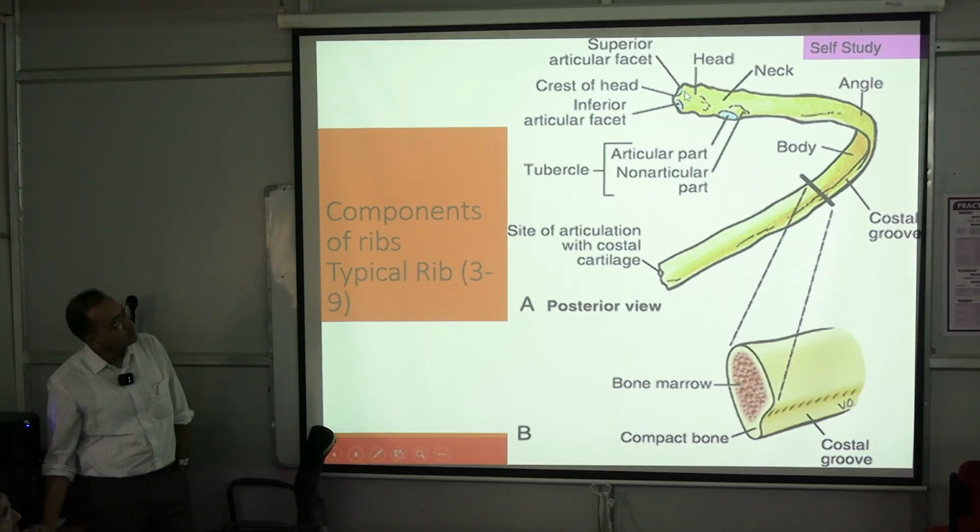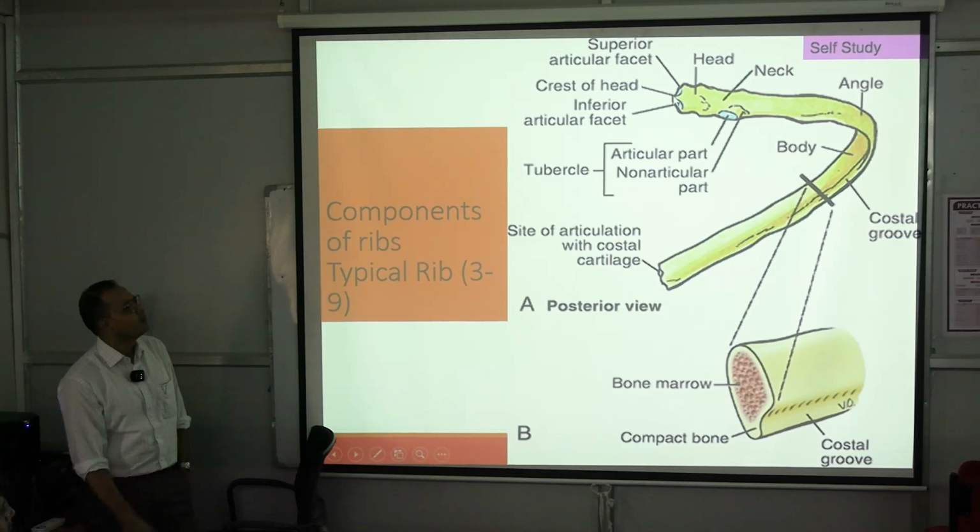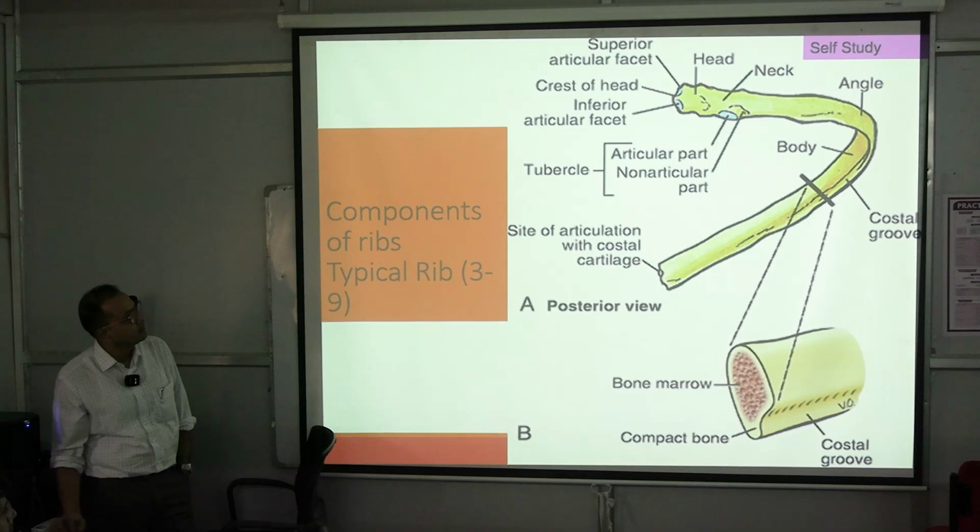And the facet which is above attaches to the vertebra above. That means if it is the third rib, this lower facet attaches to the vertebral body of T3, and this upper facet attaches to the T2 vertebral body, intervened by a little space which is present in here, and this interspace gives room for the intervertebral disc.